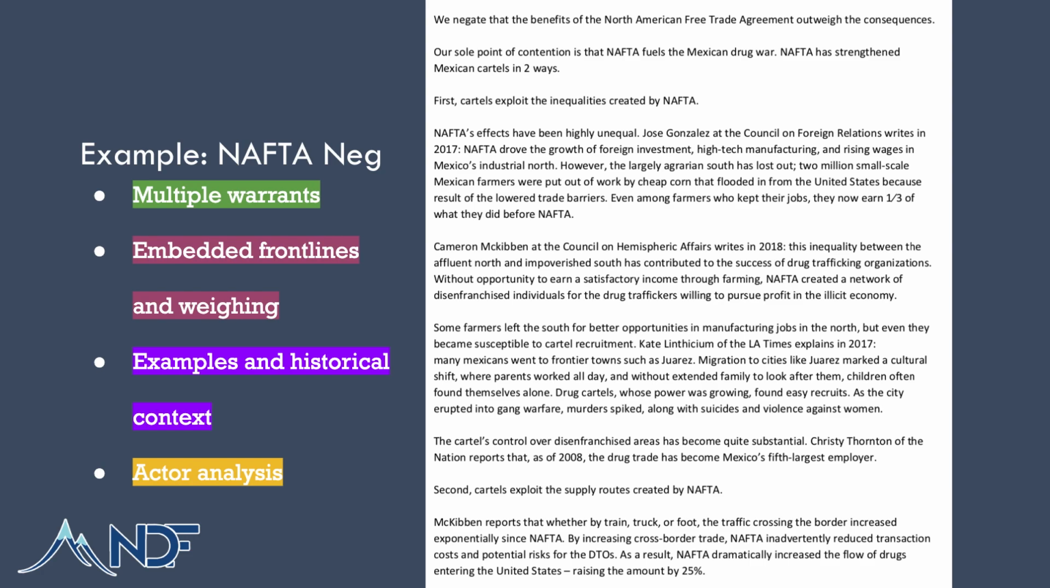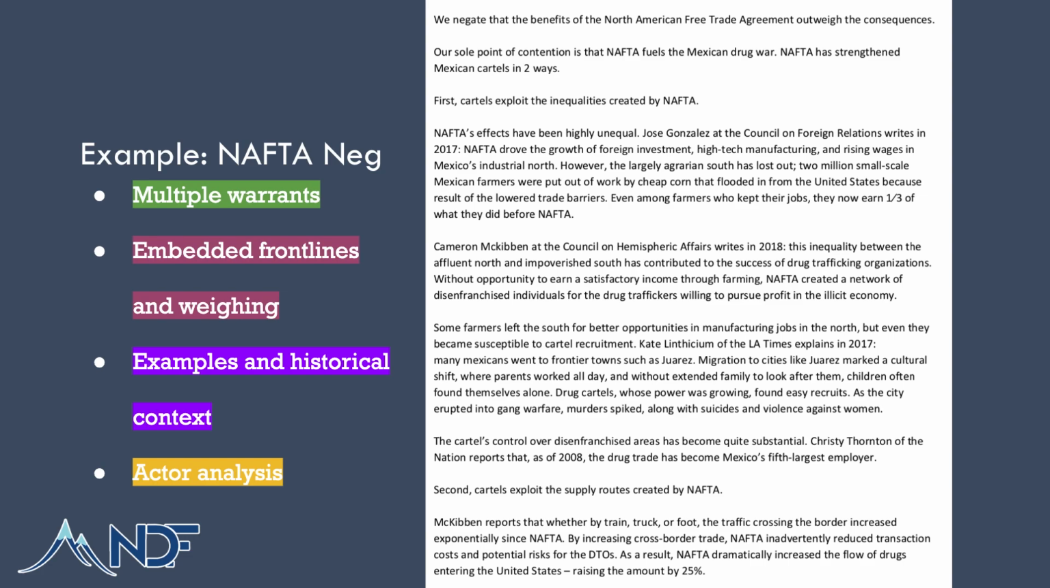Some farmers left the South for better opportunities for manufacturing jobs in the North, but even they became susceptible to cartel recruitment. Caitlin Thisiem of the LA Times explains in 2017. Many Mexicans went to frontier towns like Juarez. Migration to cities like Juarez marked a cultural shift where parents worked all day, and without extended family to look after them, children often found themselves alone. Drug cartels, whose power was growing, found easy recruits. As the city erupted into gang warfare, murders spiked, along with suicides and violence against women.